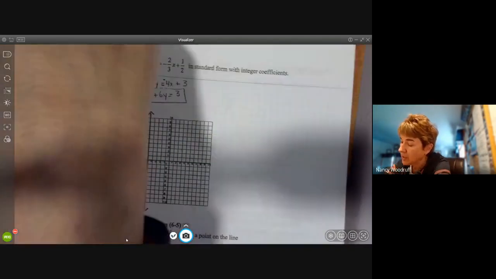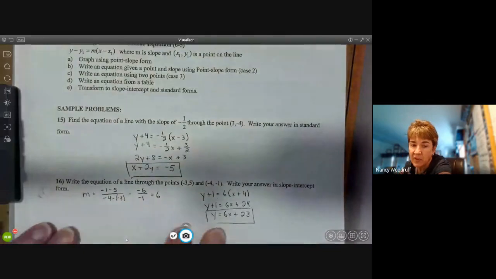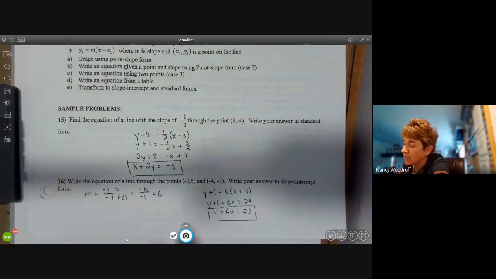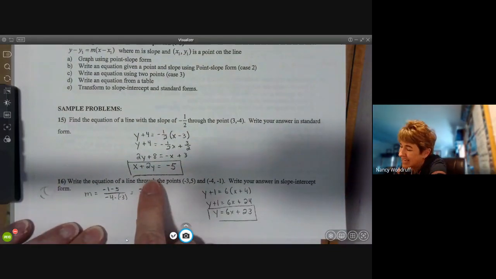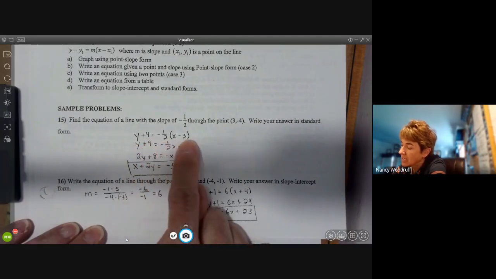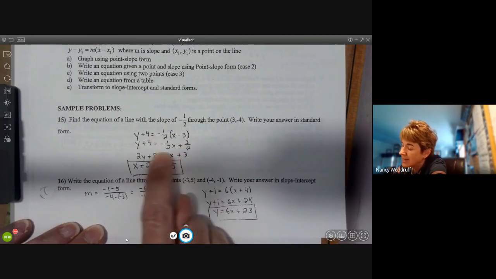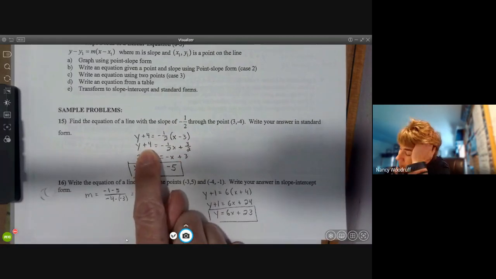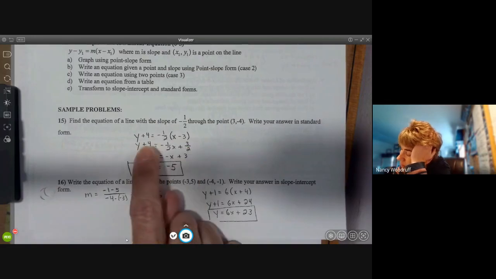Okay, the next thing we're going to do is point slope form, number 15. Point slope is a great place to start, a horrible place to end. You take y minus the y coordinate equals slope times x minus the x. Distributive property, be careful with that second piece. And then I still have people, I noticed on the quiz, where they just add 4. You need to subtract 4.